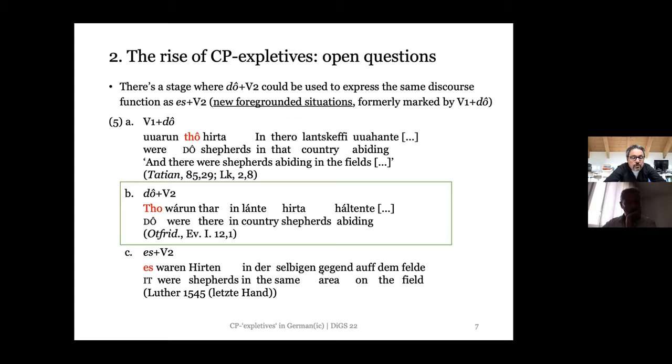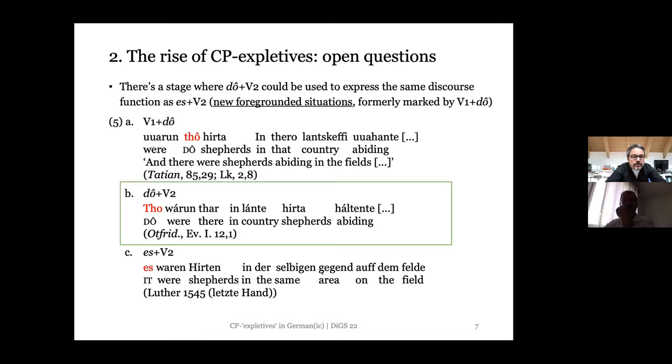However, it appears that do could also serve an additional and different function, which is showcased in five with three examples translating the very same passage from the biblical Christmas story. In 5a and 5b, we can see that do is used to introduce a new foregrounded situation in which a new temporal interval is established, typically at the beginning of a text or a text section. In early Old High German, this particular function is usually accompanied by verb first order, as shown in 5a. So do appears in a post-finite position and the clause begins with a finite verb.